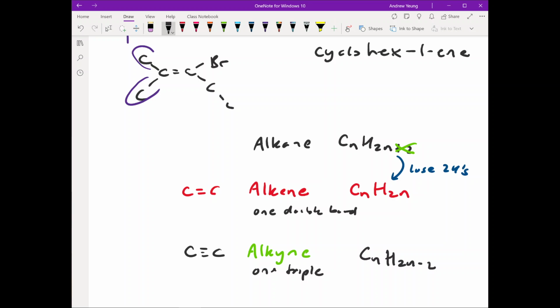So we're starting to see how the general formula might actually change. And again, we're just going to change the ending here: A-N-E for a single bonded family, E-N-E for double bond, and Y-N-E for triple bond.